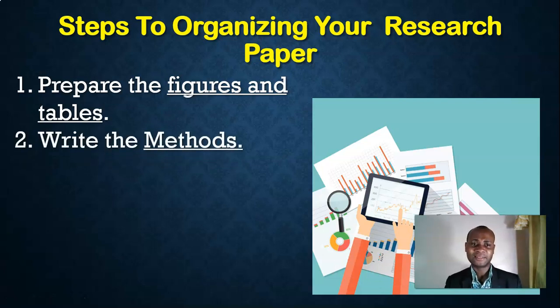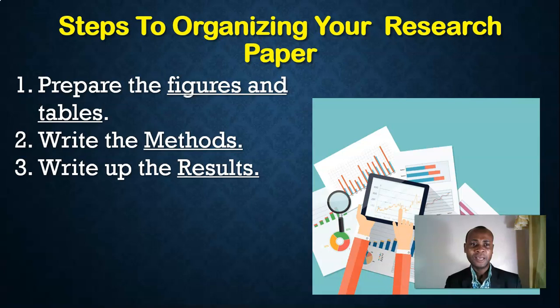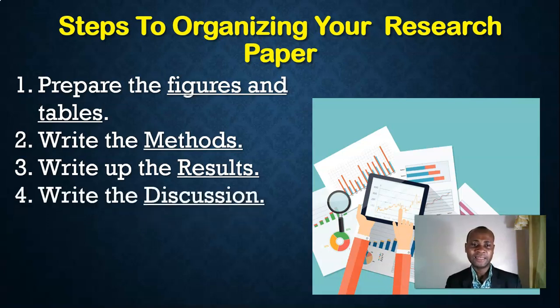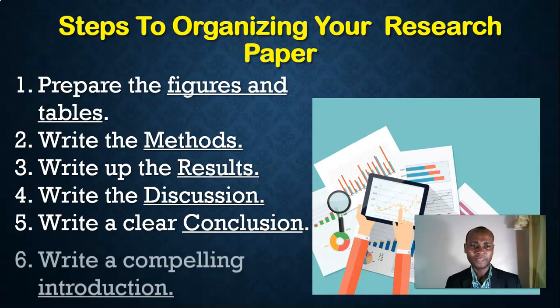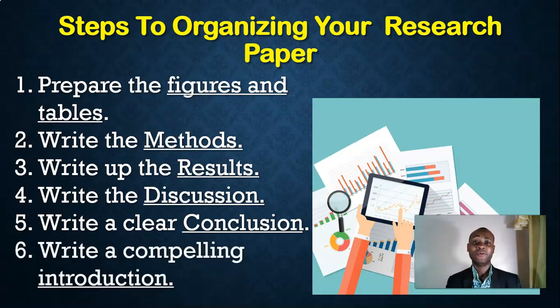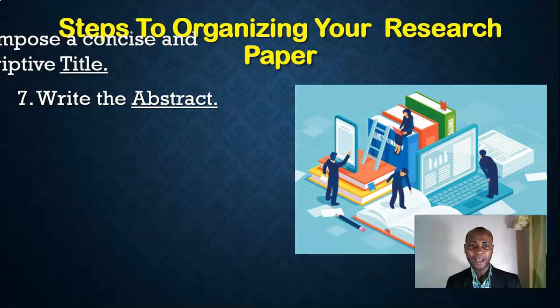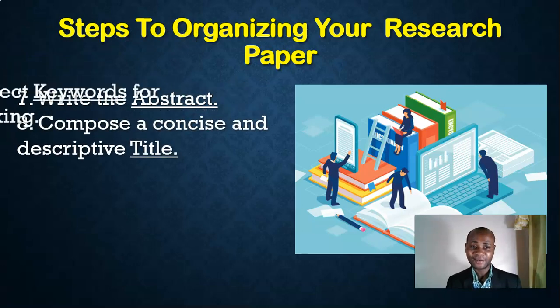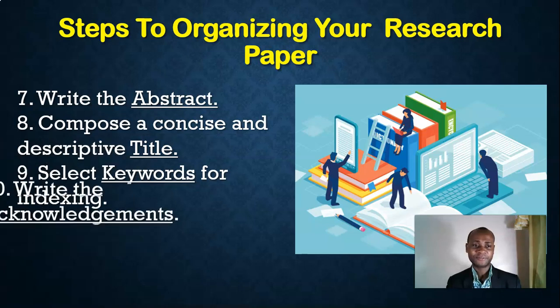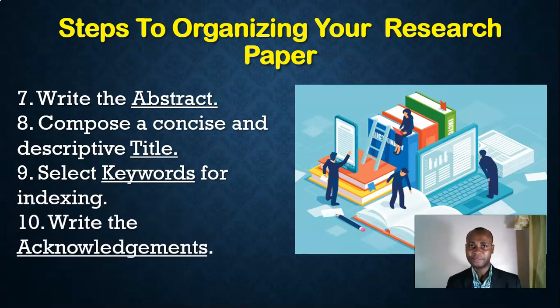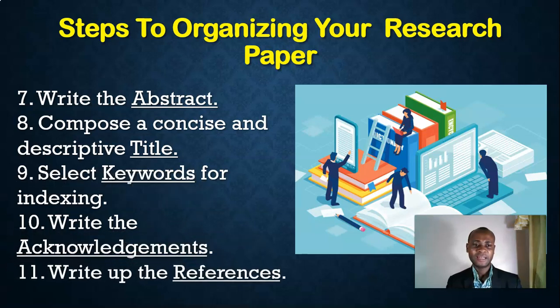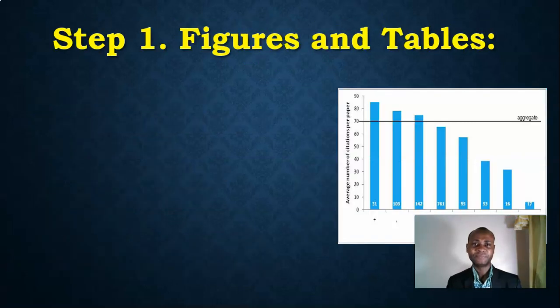Okay, number two, when that is done, you write the methods and then write the results and then the discussion and the conclusion. Then you can now write the introduction. Okay, when that is done, you write the abstract and then the title and then the keywords, then the acknowledgement. And you write the references. So now let's go deeper into how to do them. Now, figures and tables, which is the first thing you do in preparing the journal paper.